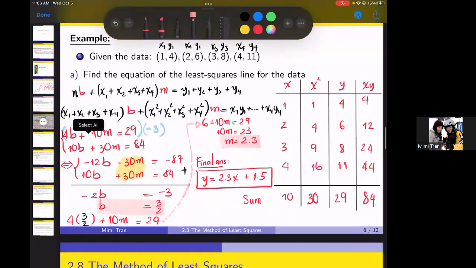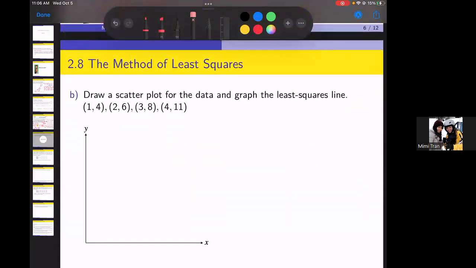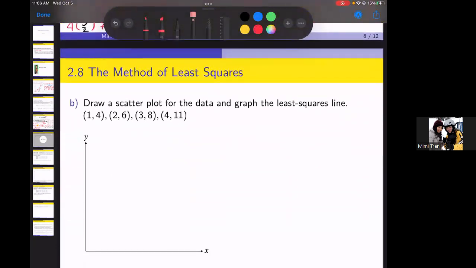It's good. Yeah. Let's graph this. So first, they want you to draw a scatter plot. In the book, if you see it in the book or maybe homework, they call it scatter diagram. It's the same thing. I'm a stat person, so I call it scatter plot.